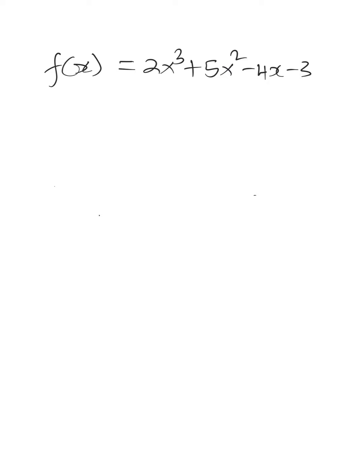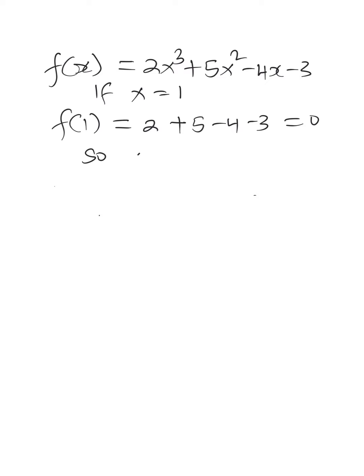So what do we do? By trial and error, we can discover that if x equals 1, then f of 1 is 2 plus 5 minus 4 minus 3, which is equal to 0. So x equals 1 is a root, since substituting x equal to 1 in the polynomial gives us 0.